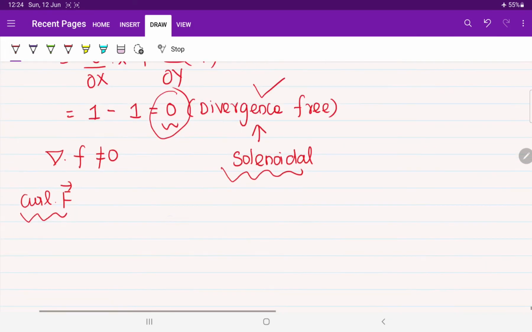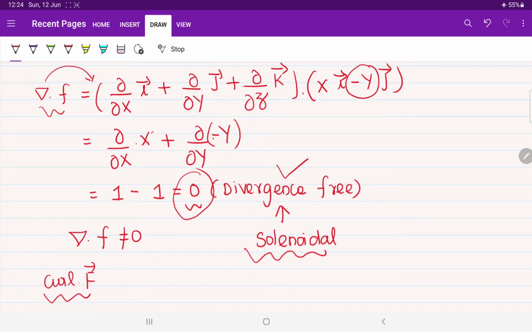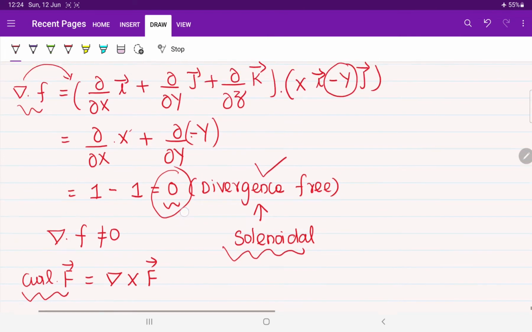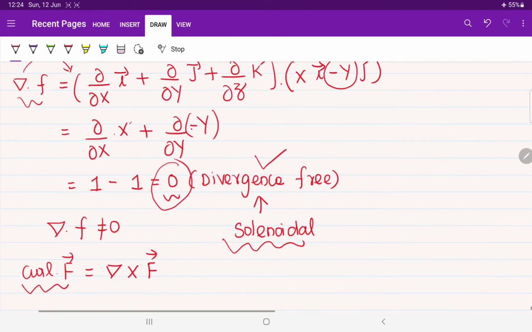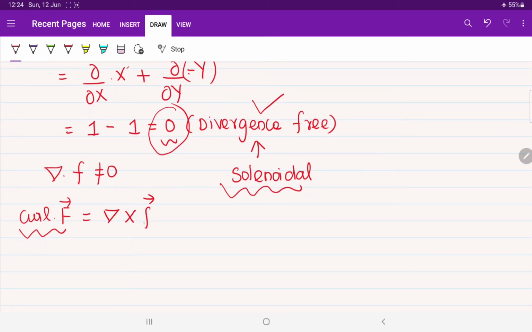Whenever I am talking about solenoidal or divergence, we should take del dot f. Suppose I am talking about rotational, irrotational, curl, in that case we use the same expression, but instead of putting dot, we are going to write cross. That is the only difference. Here I am using small f, so here also I am going to use small f to avoid confusion. Both are the same only. I am not changing anything here. Instead of using dot, I am using cross.